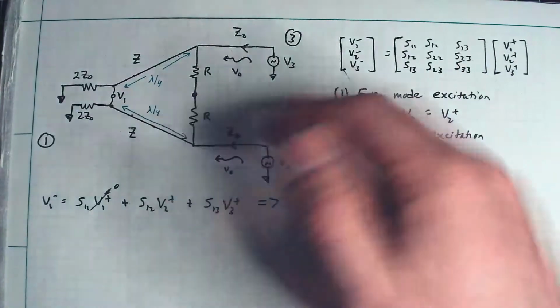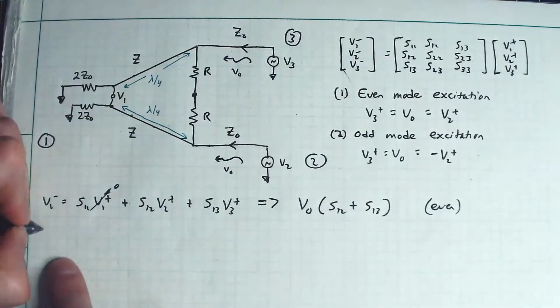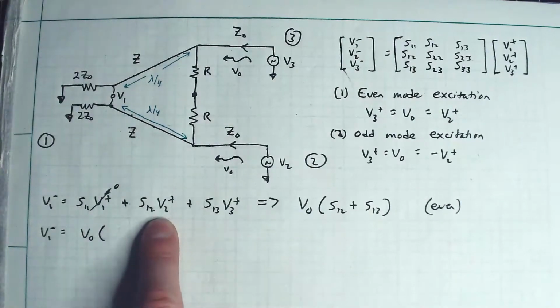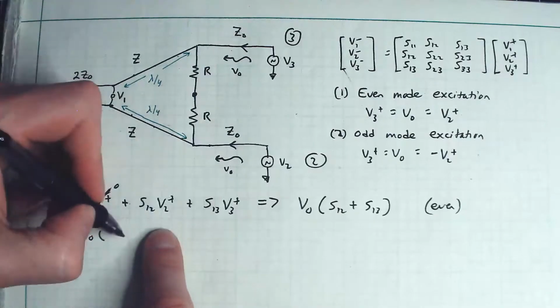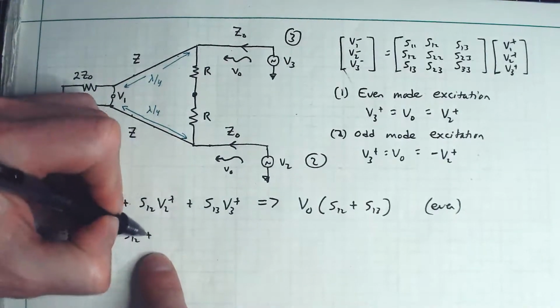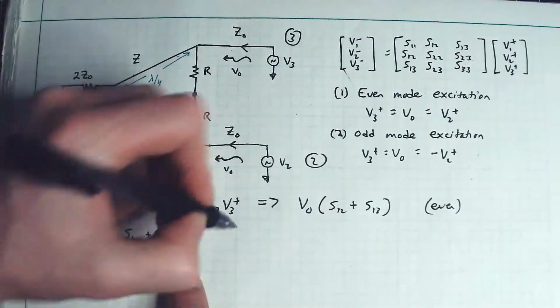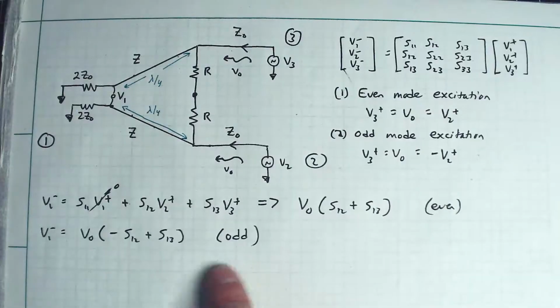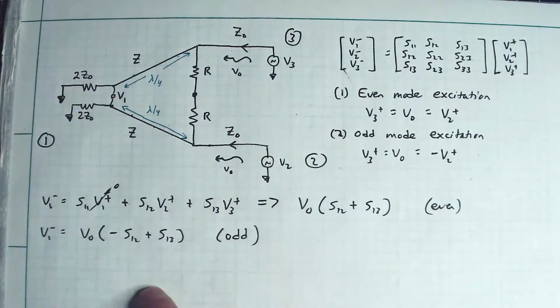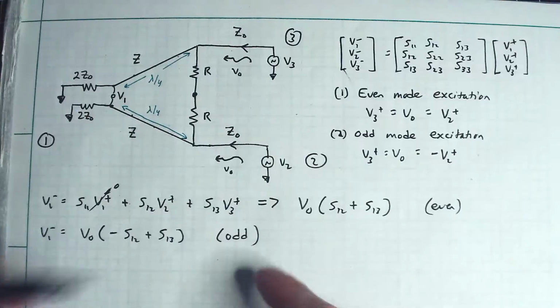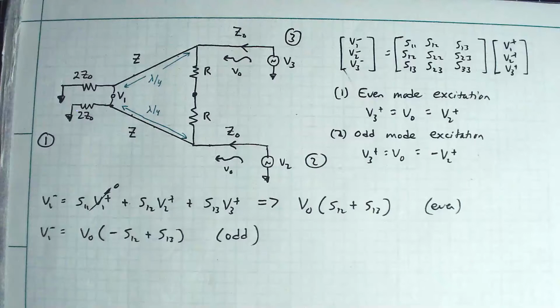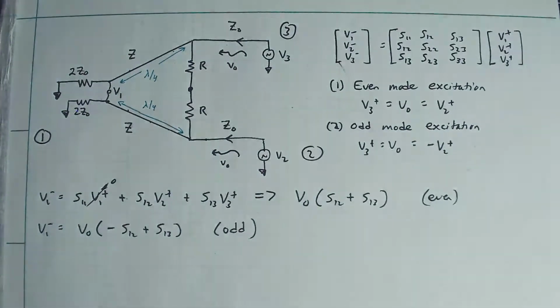And then I'm going to excite it with the odd mode of excitation, and I'm going to find that V1 minus is equal to V naught, and this term here will be negative in this case, and so I'll get V naught times negative S12 plus S13. So that is the odd case. So you notice I'm going to create a system of linear equations, and I'm going to analyze this circuit to figure out what these matrix parameters have to be. So let's go ahead and do that right now.